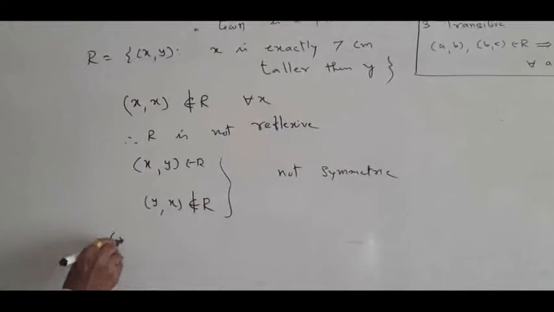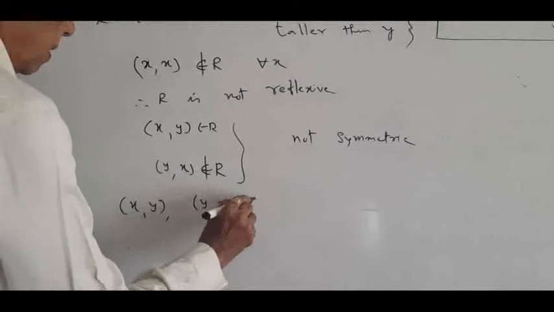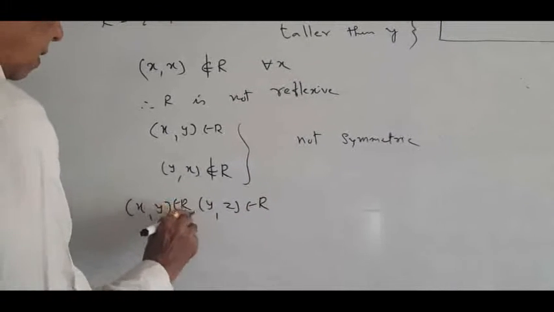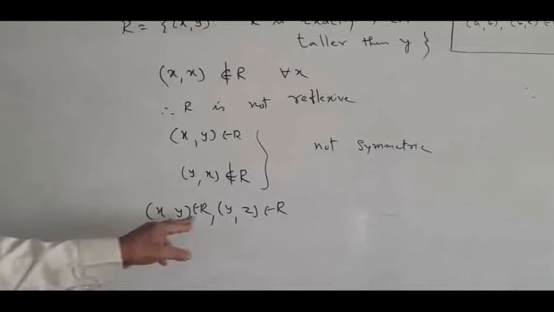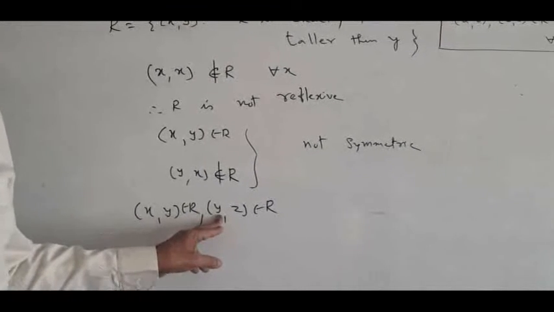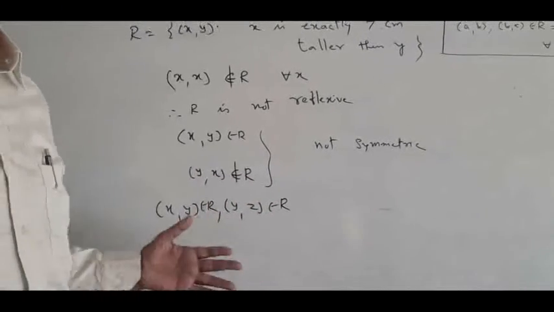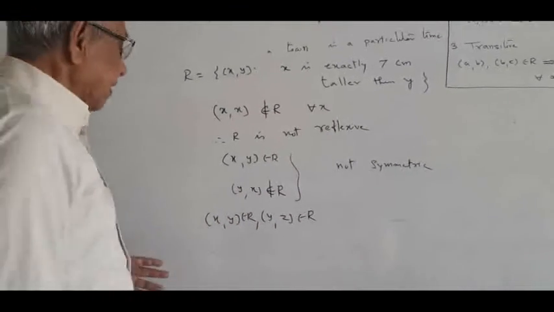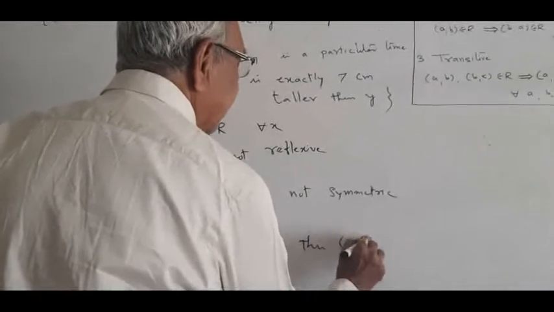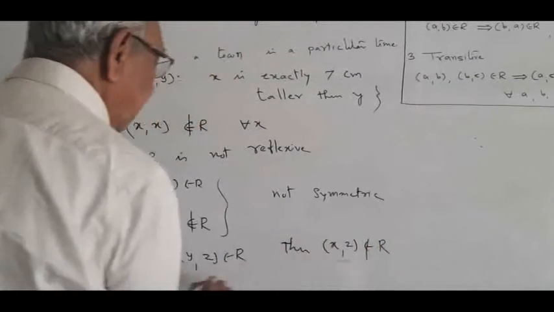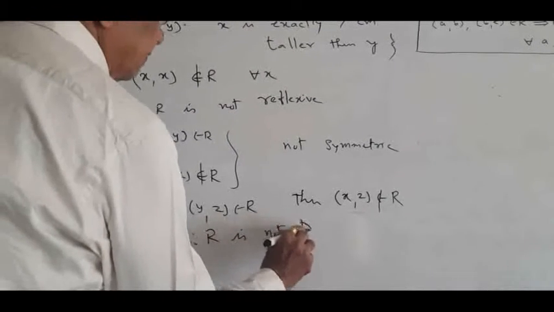Now, if (x, y) belongs to R and (y, z) belongs to R, that means x is 7 centimeter taller than y, and y is 7 centimeter taller than z. Then naturally x is 14 centimeter taller than z, means x is not 7 centimeter taller than z, right? Then (x, z) does not belong to R, therefore R is not transitive.